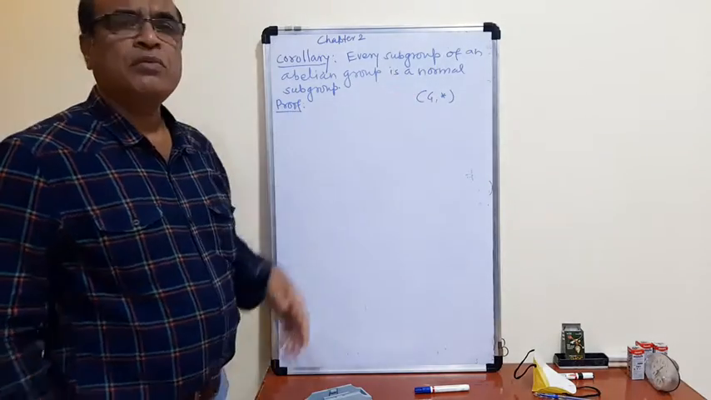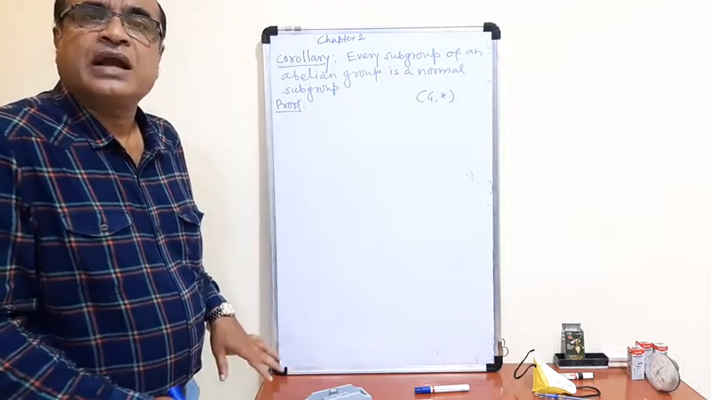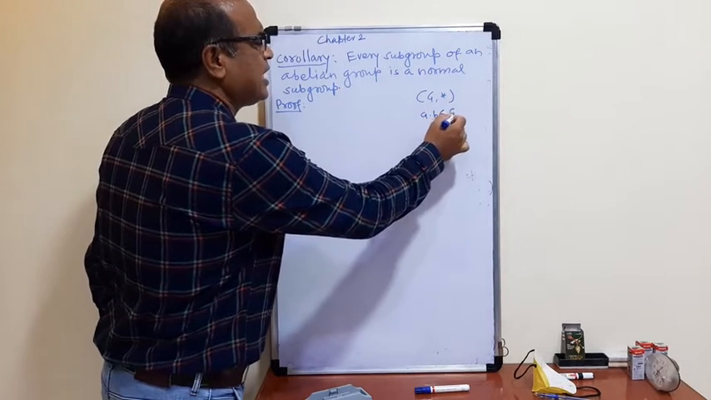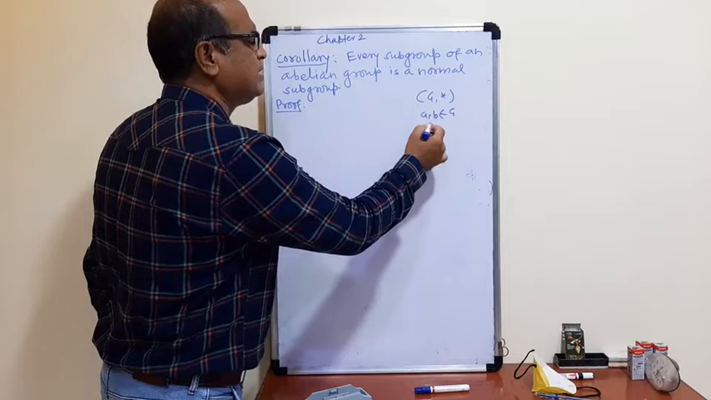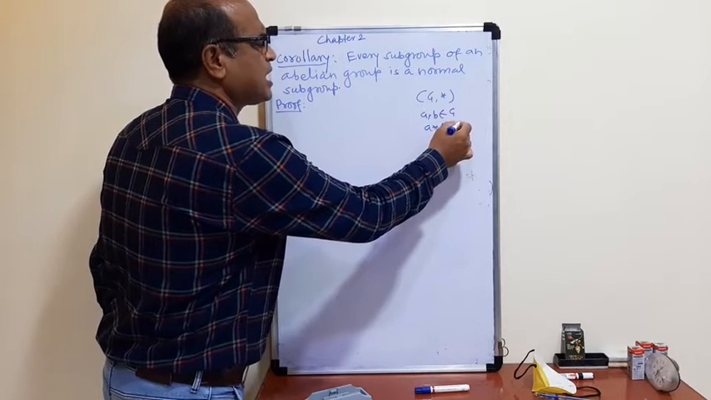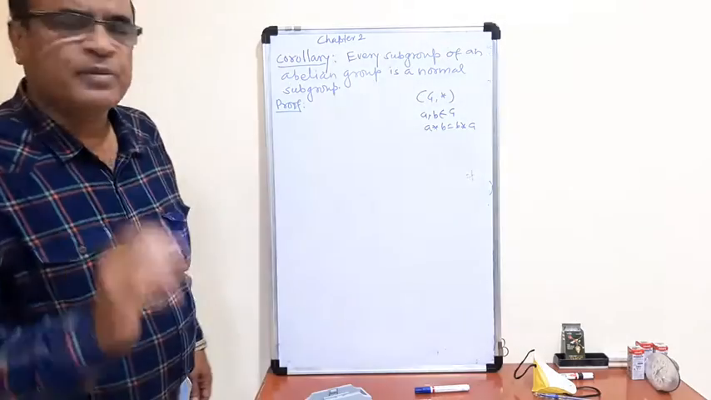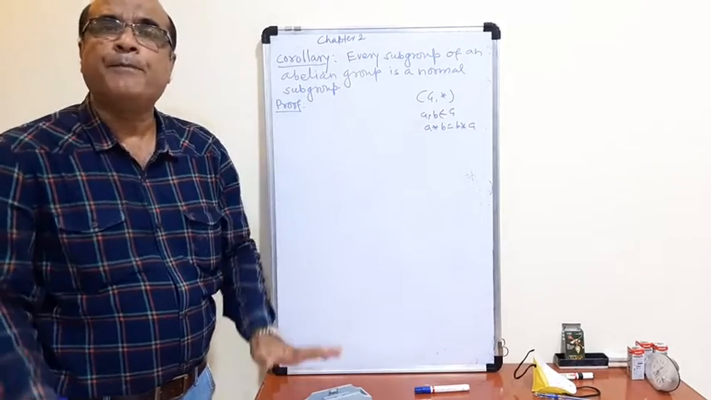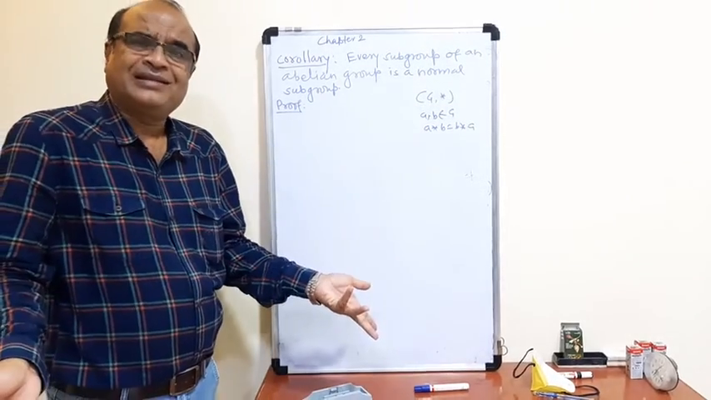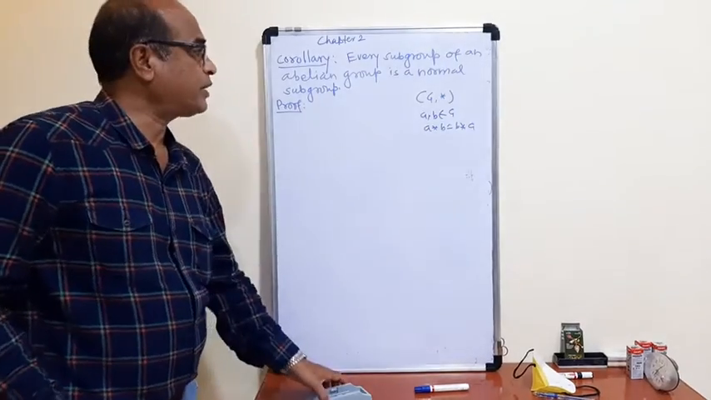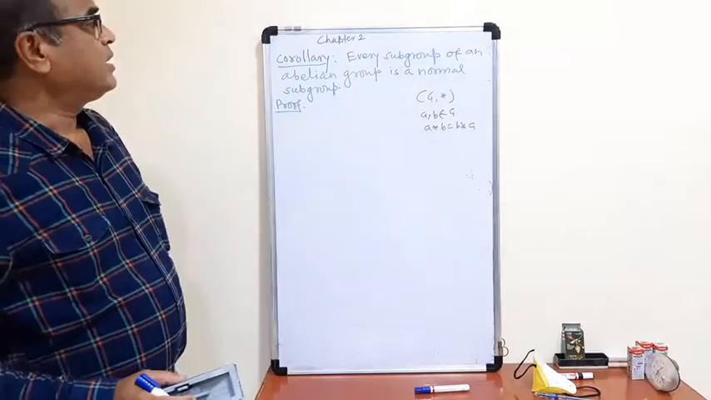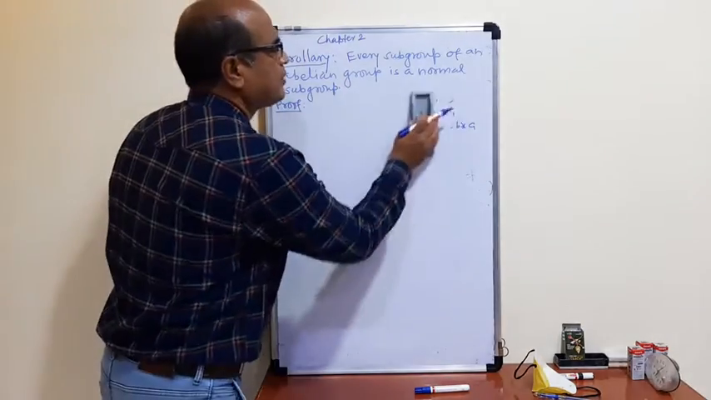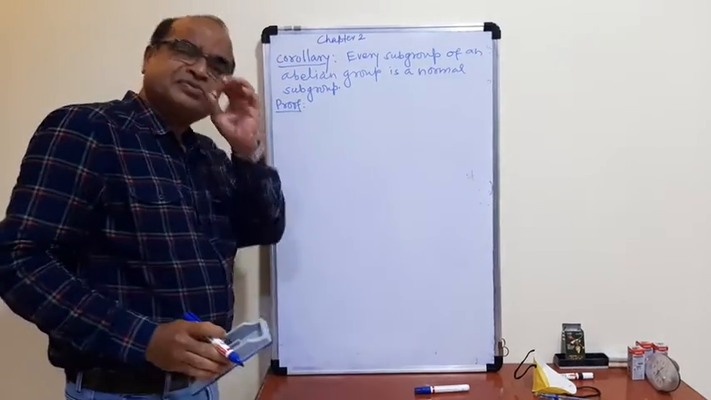Okay, a group with an additional property, that is commutativity. Suppose a and b are elements of G. Then a * b is equal to b * a. This is the commutative property. So the group G with the commutative property is called an abelian group. So we repeat here the definition of an abelian group. What is the corollary? Every subgroup of an abelian group is a normal subgroup.